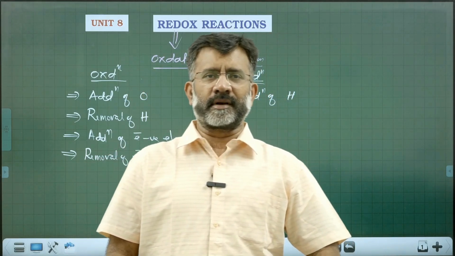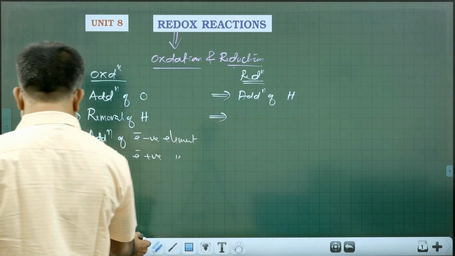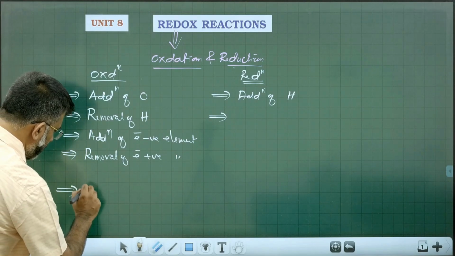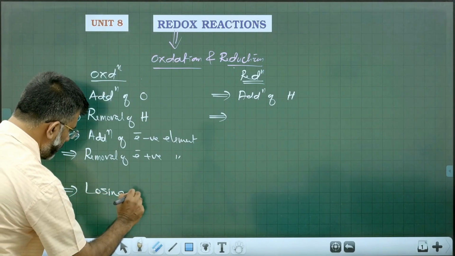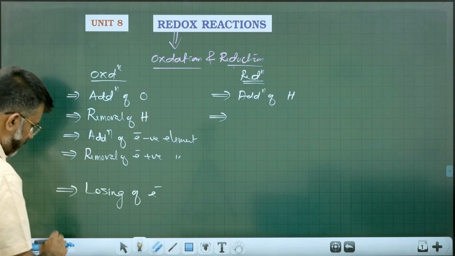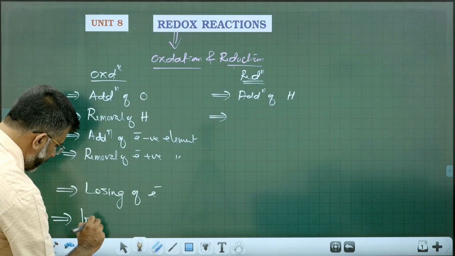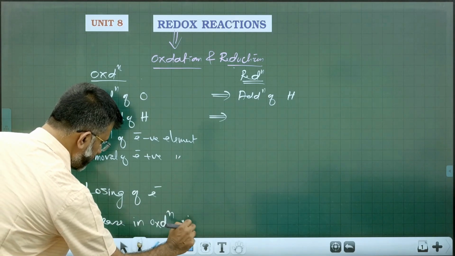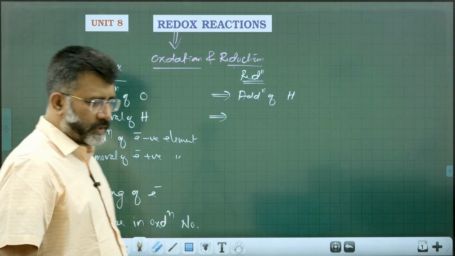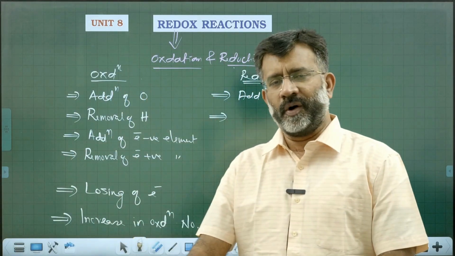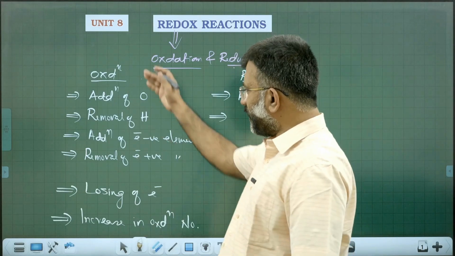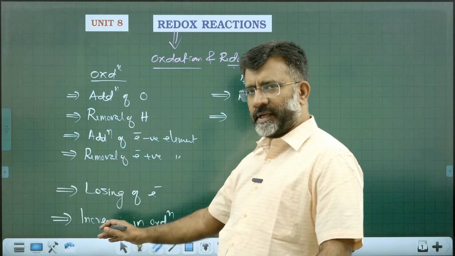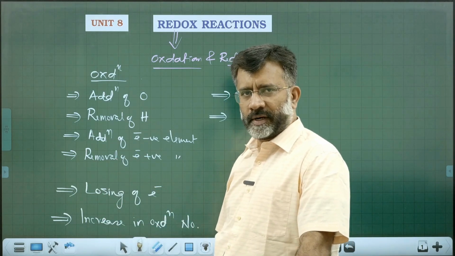According to the modern view, oxidation is to be understood as losing of electrons. Losing of electrons is called oxidation, or we can say an increase in oxidation number. An increase in oxidation number, that is called oxidation. These are the definitions of oxidation. The first four we can call the classical idea of explaining oxidation, while the last one is the electronic modern view.